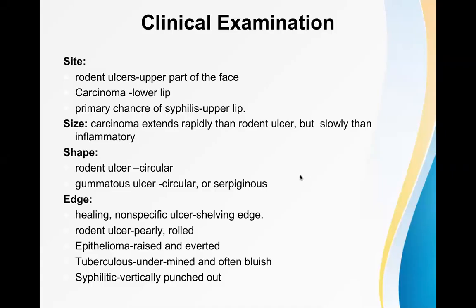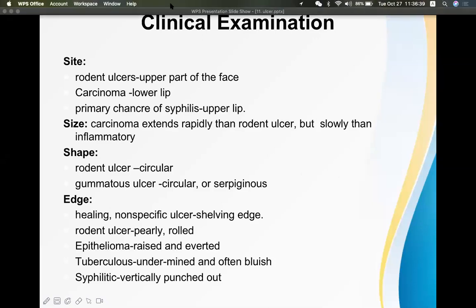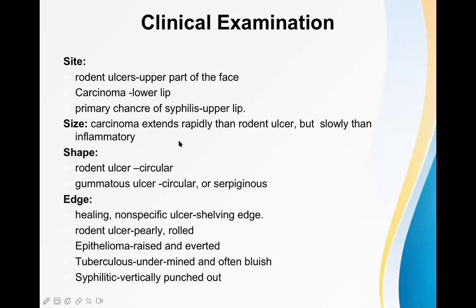I was talking about the importance of examining the site of the ulcer. So rodent ulcers are typically found on the upper part of the face. A rodent ulcer means advanced type of basal cell carcinoma of the skin. Squamous cell carcinoma of the skin is mainly present in the lower lip. And primary chancre of syphilis. Now see that? This is called chancre, and this is seen in the primary stage of syphilis. That's why it is written like that.